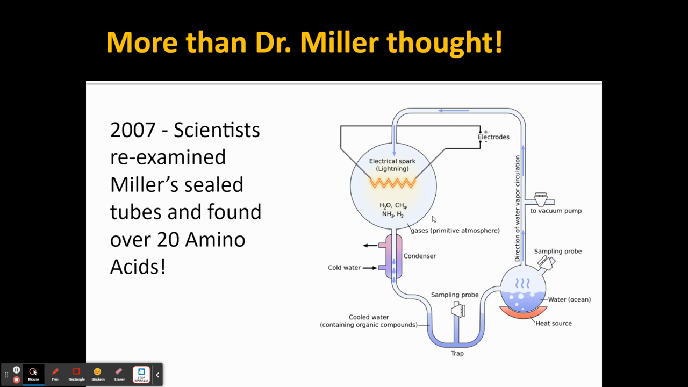And as I say up here on this slide, in 2007, scientists re-examined some of Stanley Miller's sealed samples. So these things were over 60 years old and hadn't been analyzed because Stanley Miller didn't quite have the analytical tools that we have today. And they found more than 20 different amino acids in these samples. What are amino acids? They are the building blocks of proteins.